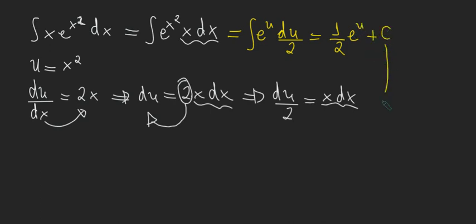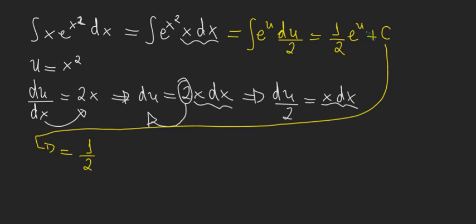Okay, let's continue the computation here, and that will be equal to 1 over 2 e to the u, which is just e. Remember that u is x squared, so e to the x squared plus c. This is the result of this integral right here. So let's come back to our exercise and plug this result here.